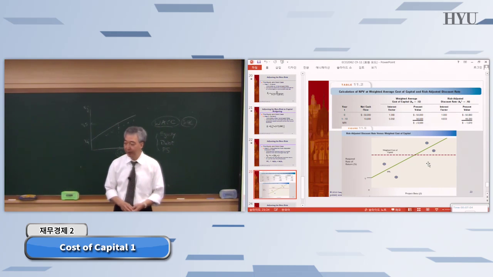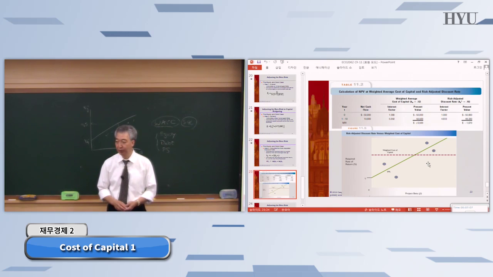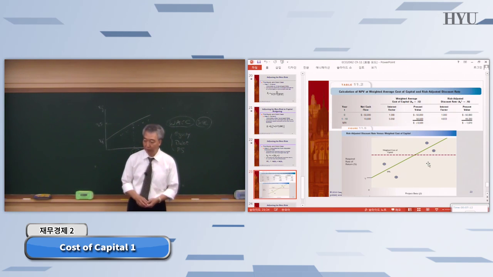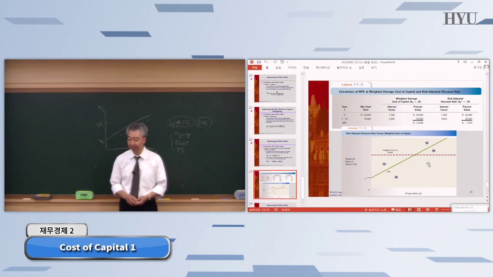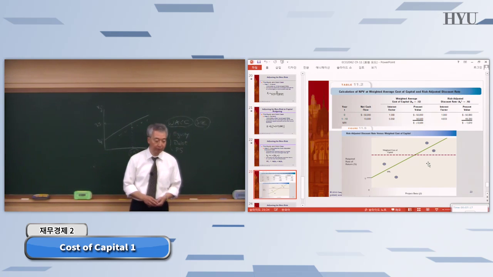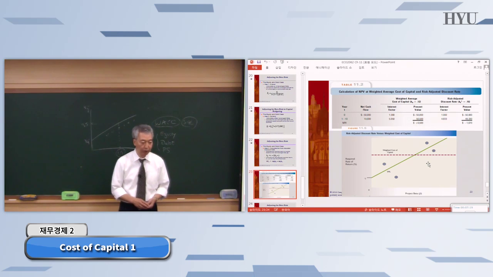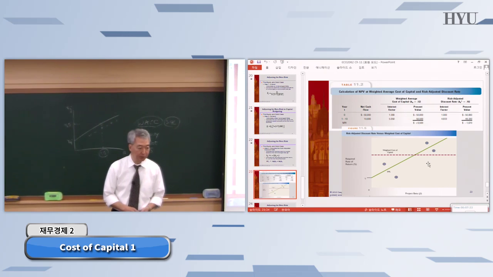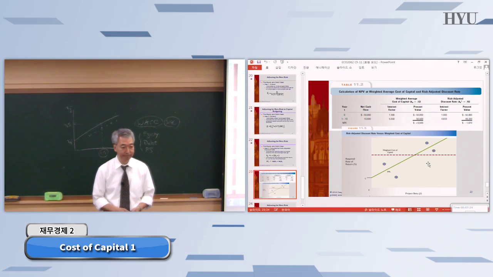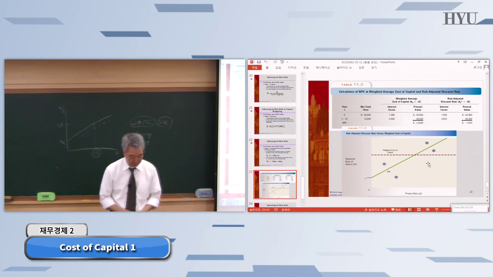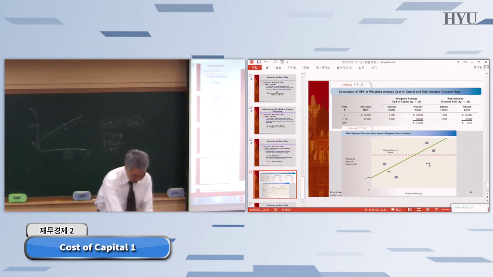I would say RADR is better because risk is certainly an important component, factor, or aspect of any project, right? So the discount rate should be adjusted considering the risk involved in different projects. Don't you think? Okay. All right, so that's it for chapter 11. Any question?